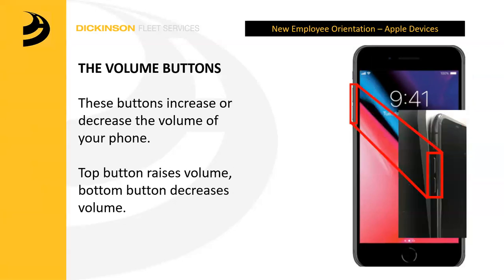The two buttons below the volume toggle are the volume buttons. You'll either increase or decrease the volume by clicking these buttons. The top button increases the volume, and the bottom button decreases the volume.